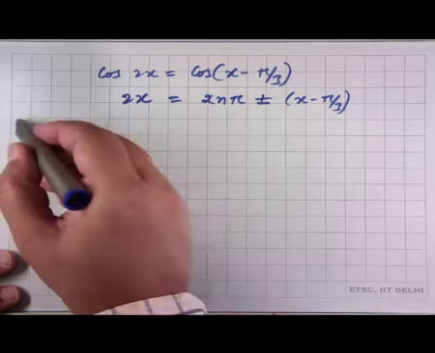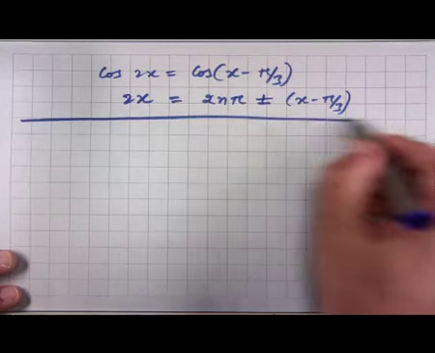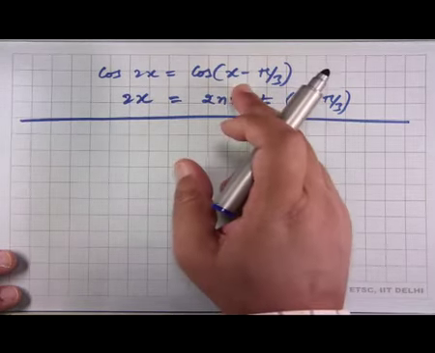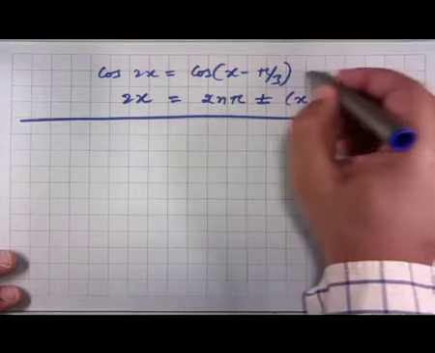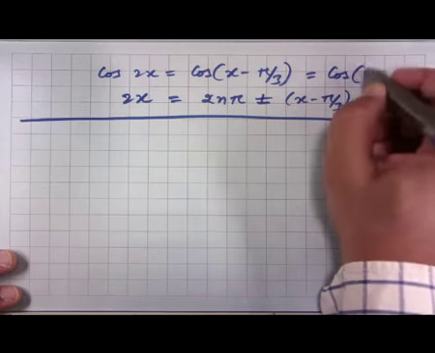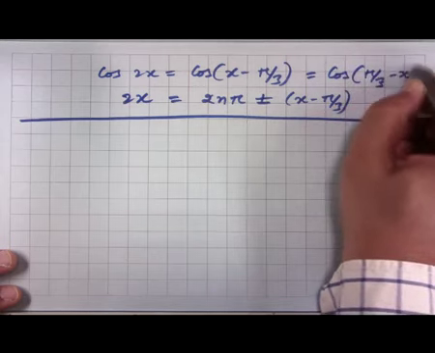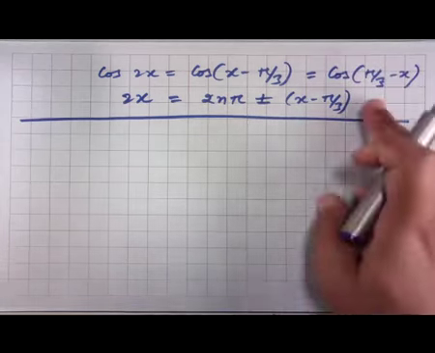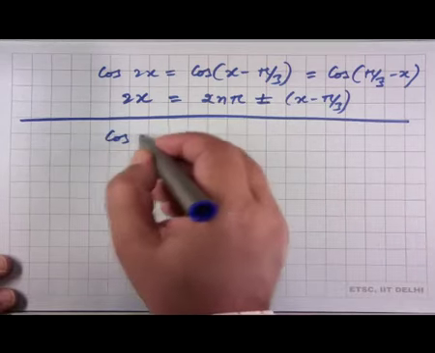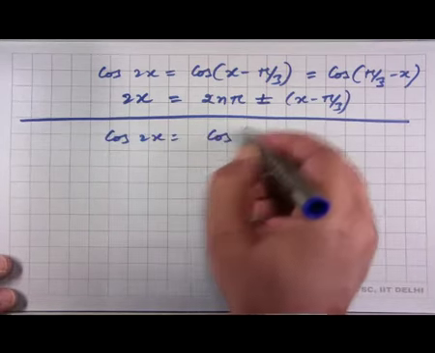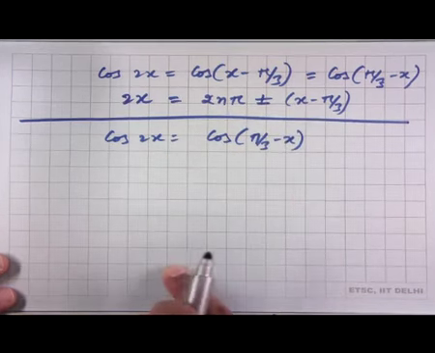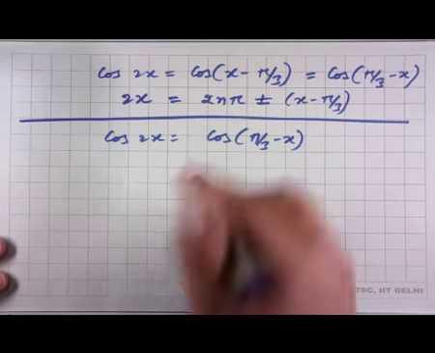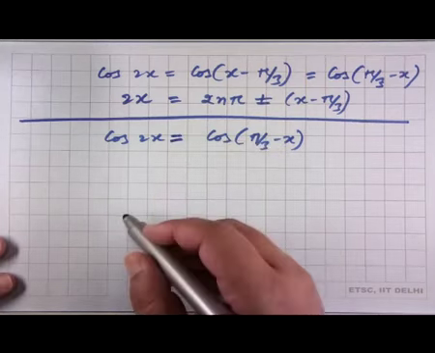Now, some student might wonder that since cos is an even function, cos of x minus pi by 3 is actually also equal to cos of pi by 3 minus x. So, if we start with cos of 2x equal to cos of pi by 3 minus x, and then solve it exactly in the manner we did, are we going to get the same set of solutions? And the answer to that question is of course yes.